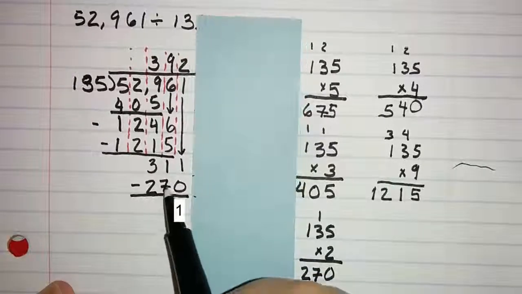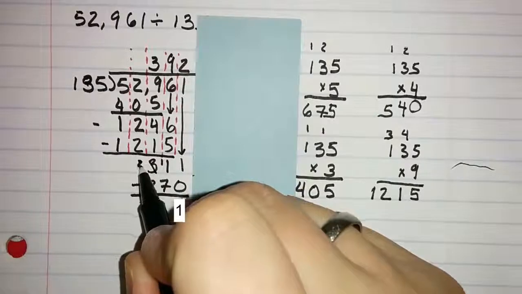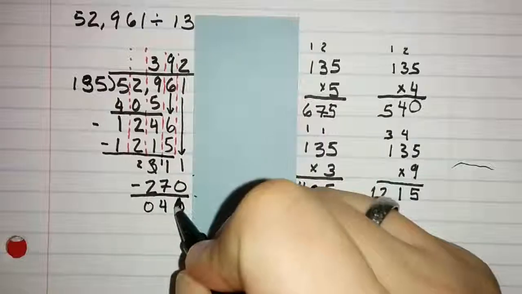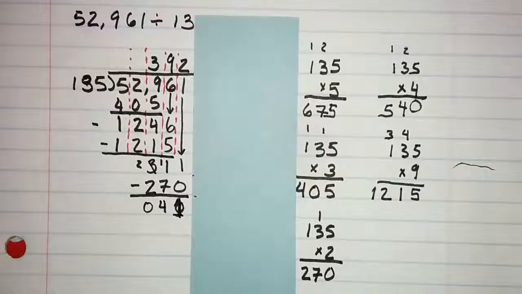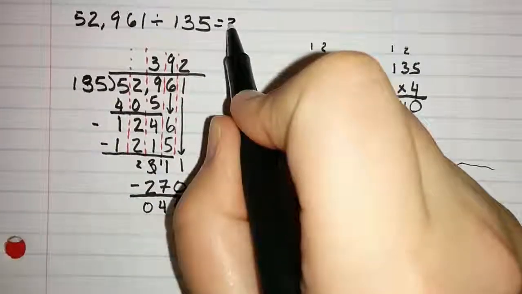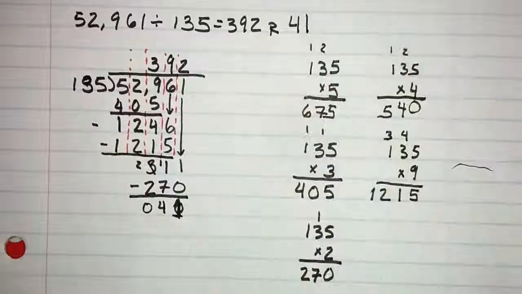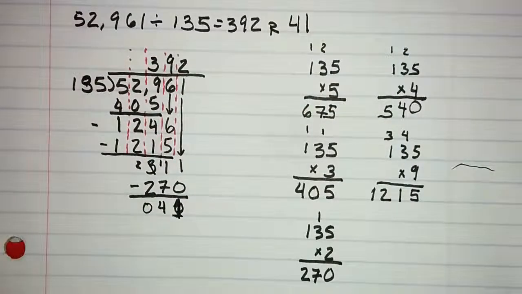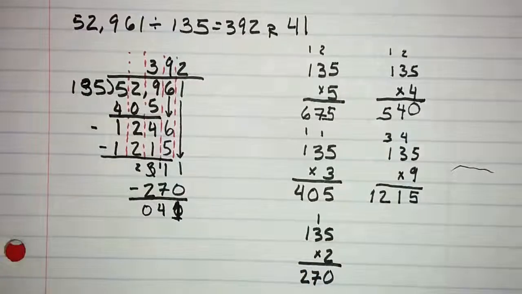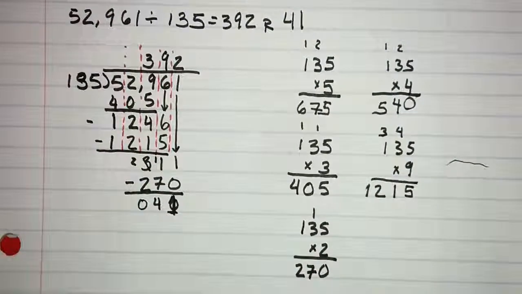Now I subtract. 1 minus 7, I can't do it. I've got to borrow. 2 minus 2 is 0. Sorry, 1 minus 0 was 1, right? So my quotient is 392. My remainder, 41. All right, so these problems where we're dividing by a large number, they're totally doable. They just require patience and some amount of care.